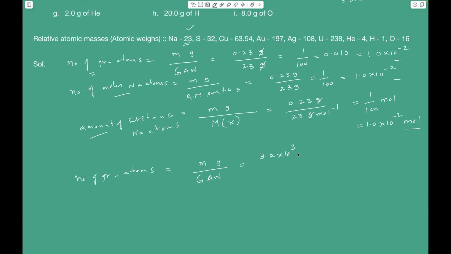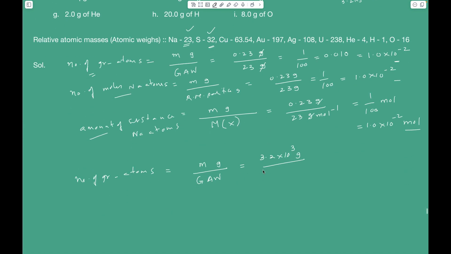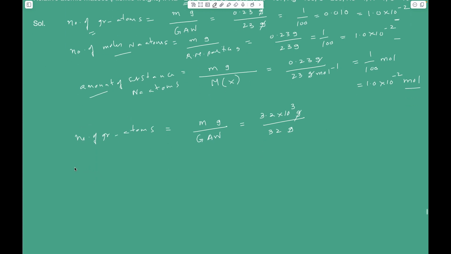So 3.2 times 10 to the power of 3 grams over the atomic weight of sulfur, which is 32. So its gram atomic weight would be 32 grams. Cancel these units and simplify this. I will leave the simplification to you. Don't ignore significant figures.